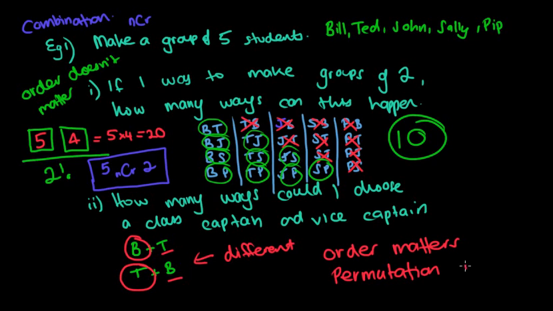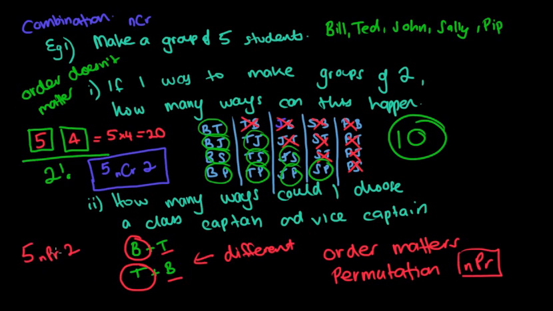Now, on your calculator, you'll see the nPr button. Likewise, we did here 5 nCr 2. We can do 5 nPr 2, which means we've got 5 people to choose from.